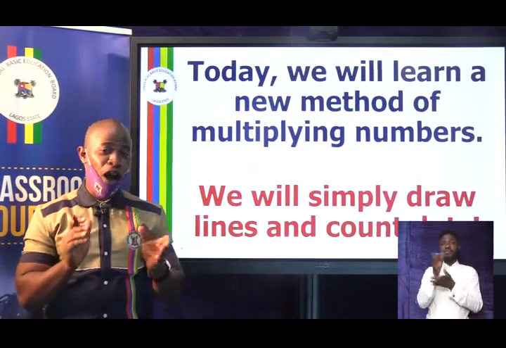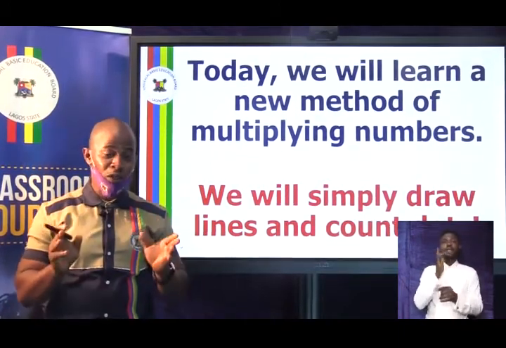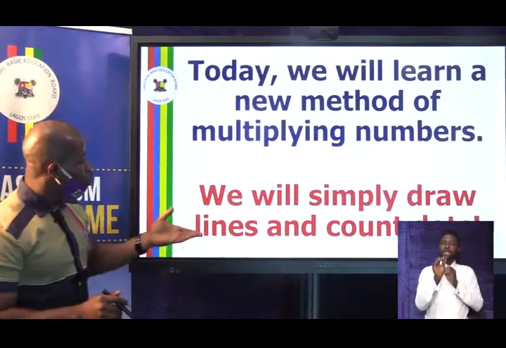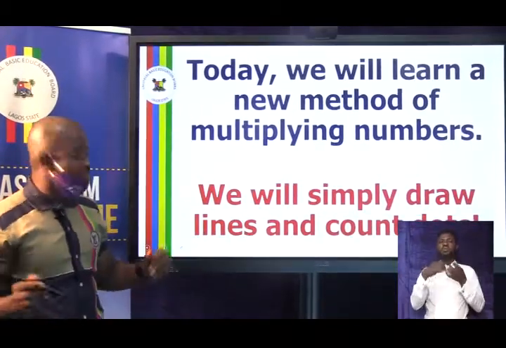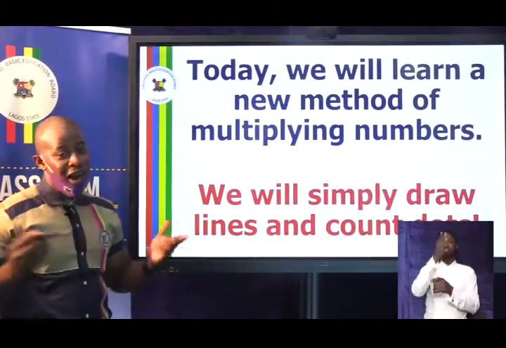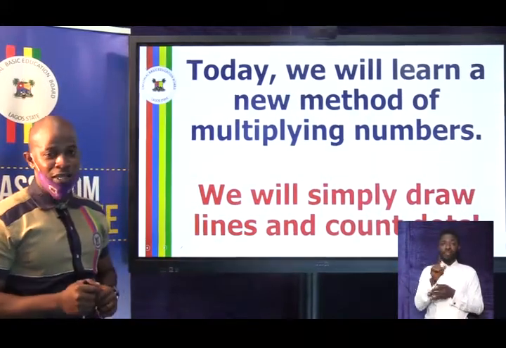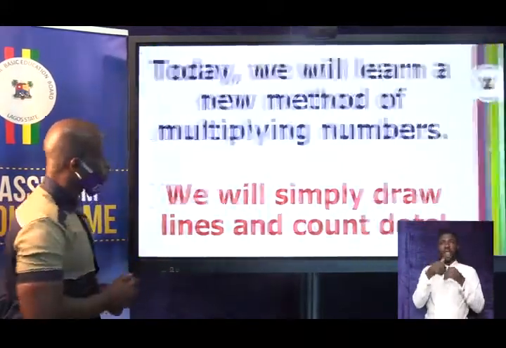You discover that if you do not arrange the numbers well, your answer is always going to be wrong. But here I'm going to teach you a method where you don't have to even write any number. You just have to draw lines and count dots, and you will get your answer. Let's see how this is done.